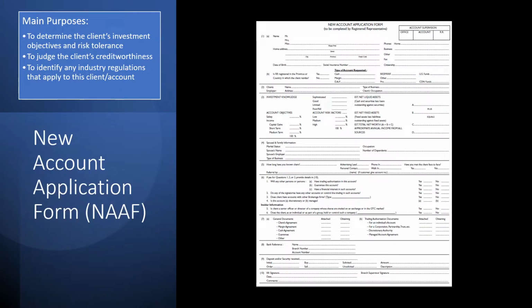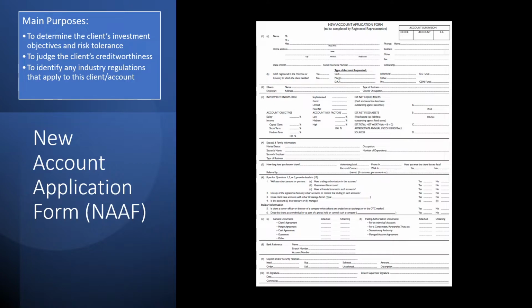Now, it is also really important to understand the new account application form, or the NAF, and basically it has three main purposes. One main purpose is to determine the client's investment objectives and risk tolerance. That is a key area that needs to be filled out on the NAF. You must also judge the client's credit worthiness with this NAF, and it does help a lot with that. And it does help to identify any industry regulations that apply to this account.